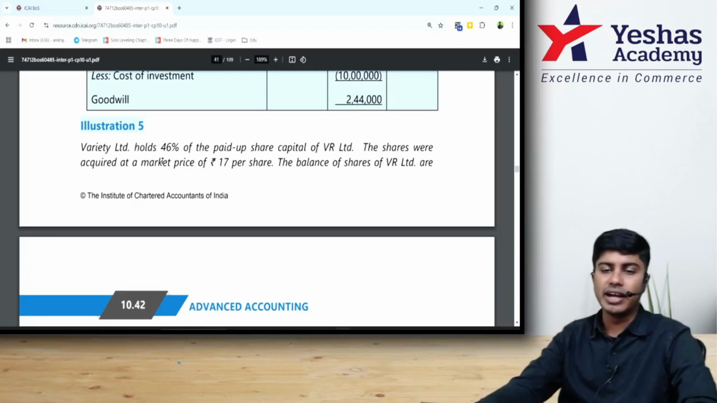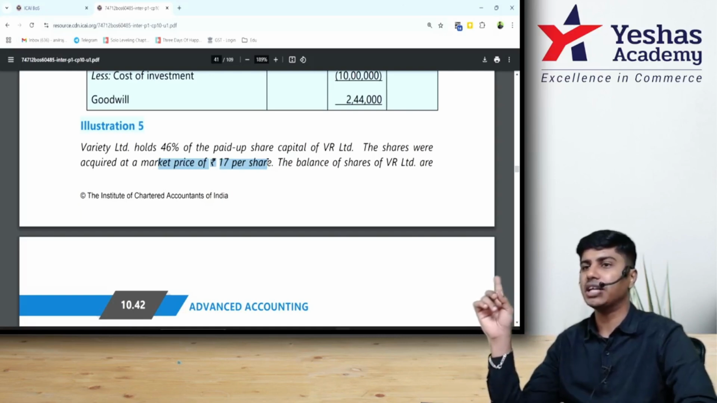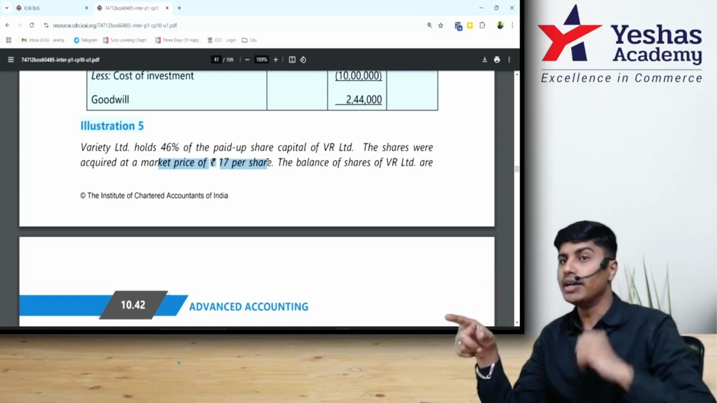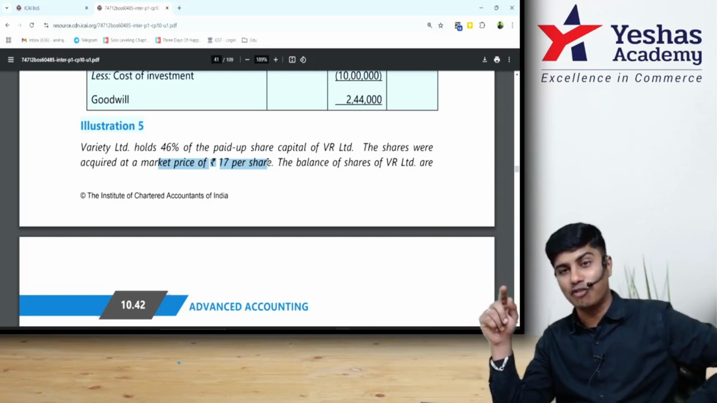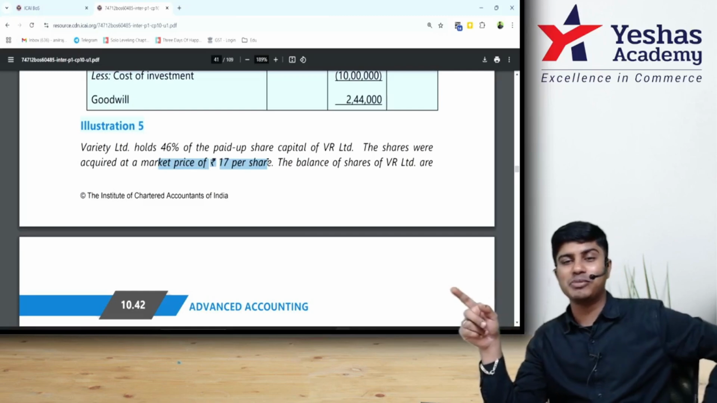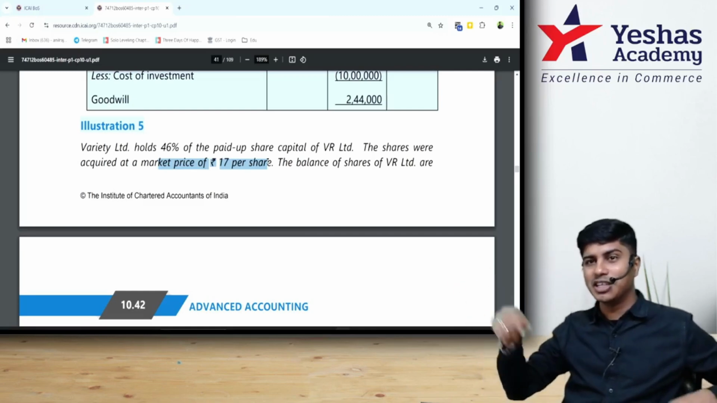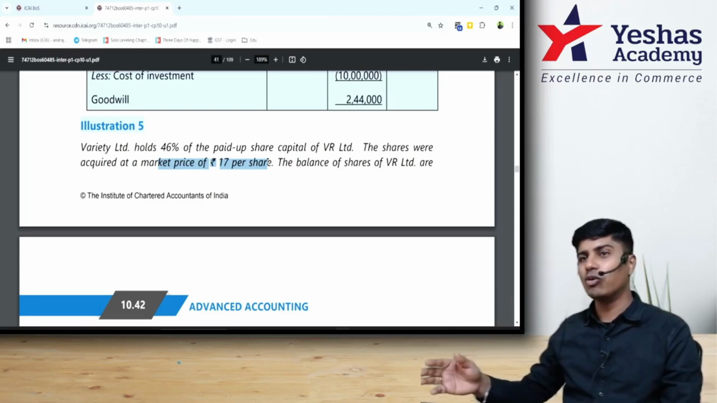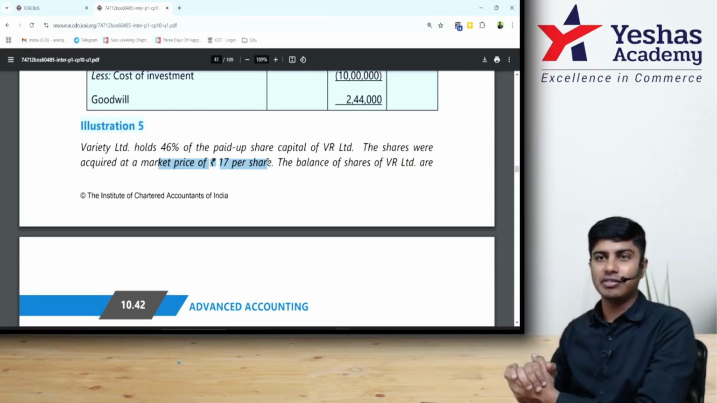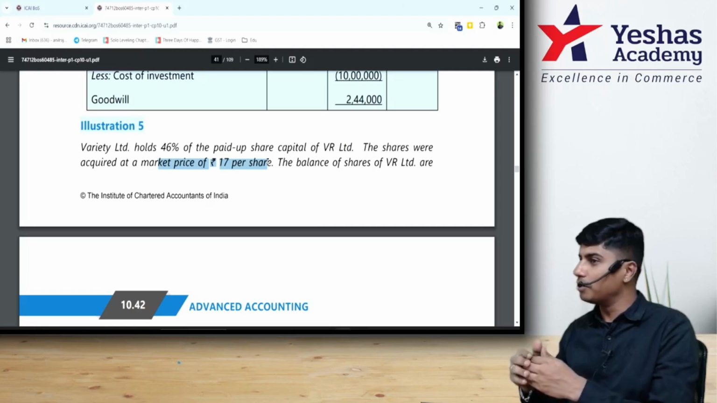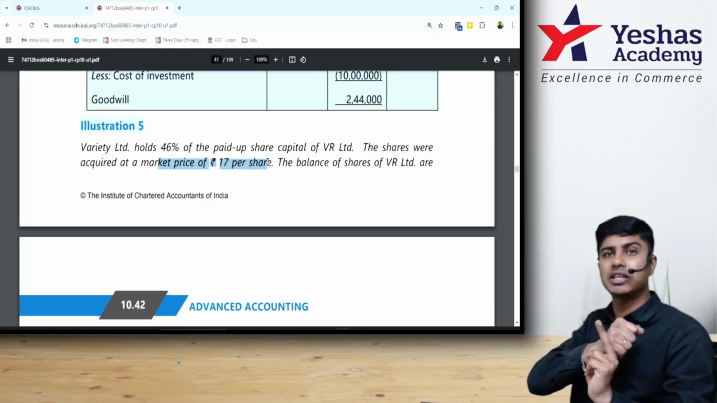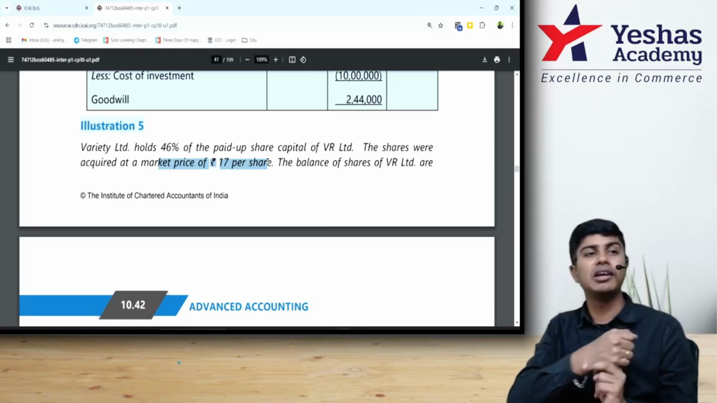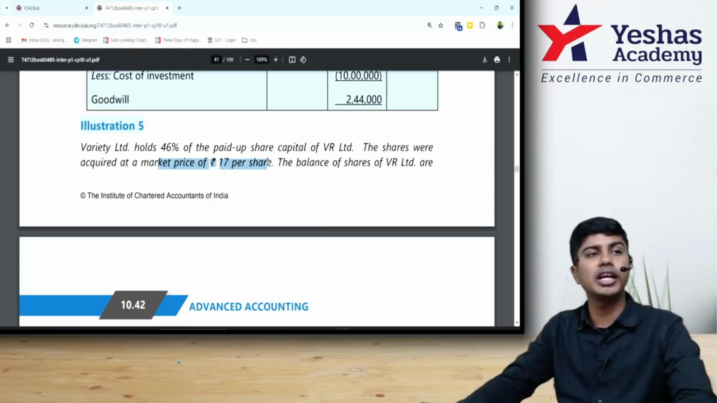The shares were acquired at a market price of rupees 17 per share. What is the market price of that company share? 17. Why have they given this to us? Later, when it becomes our subsidiary, if we have to identify our cost of control, in that the book value of investment will be for 46% shares, at 17 rupees per share. Later, whatever we acquire at the price, whatever we acquire. So we have not bought more than 50% in one go. We will buy it in two installments. One installment at 46% of the share capital at rupees 17 per share, which is already bought.